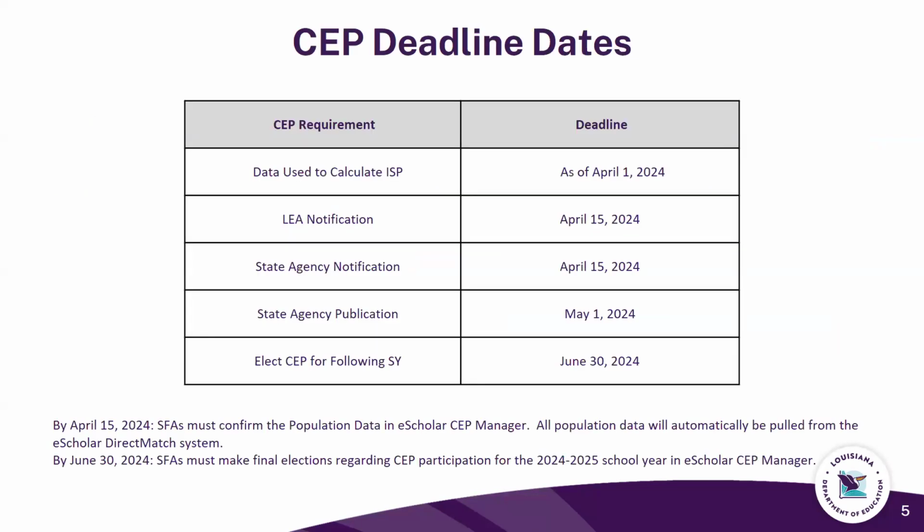On this slide, you're going to find the listing of the CEP deadline dates. It's important to note that all SFAs must confirm the population data in eScholar CEP Manager by April 15th. So it's April 2nd. We have until April 15th to do that. And then by June 30th, you must make your final elections regarding the CEP for the 24-25 school year in eScholar. This year it's supposed to be in eScholar for both population and elections. If for some reason that would change for elections, we would definitely let you know, but the plan is that it will be done in eScholar this year.